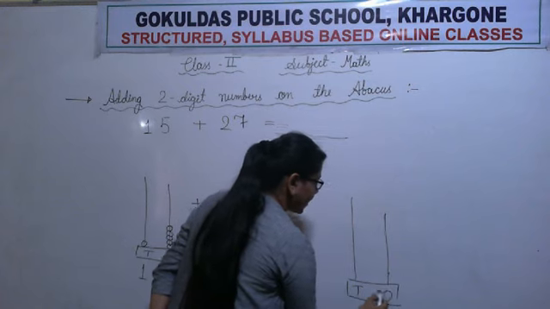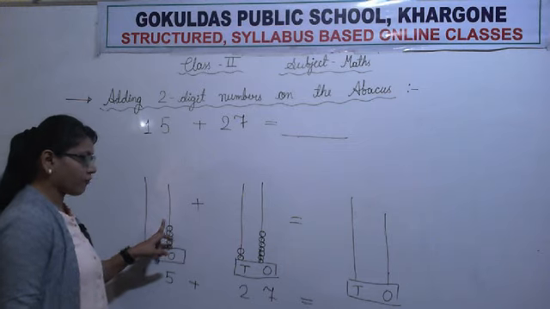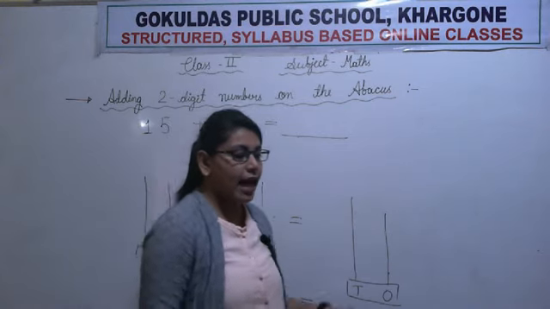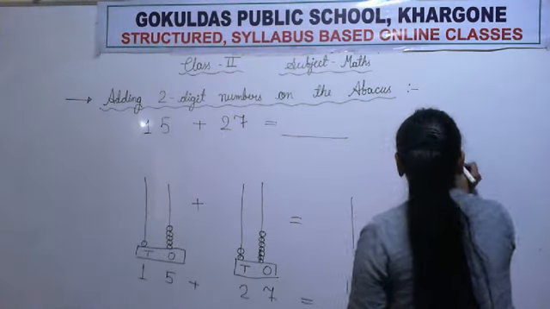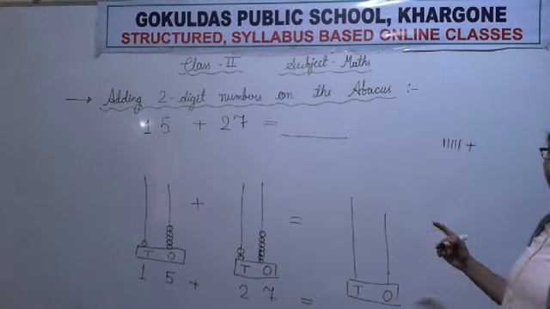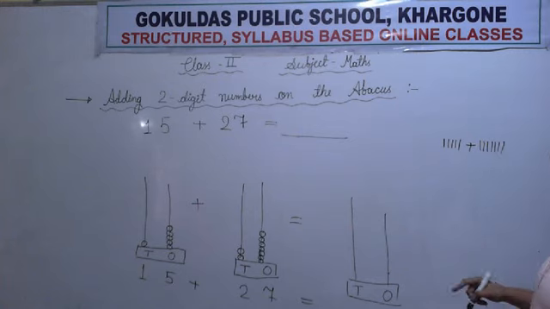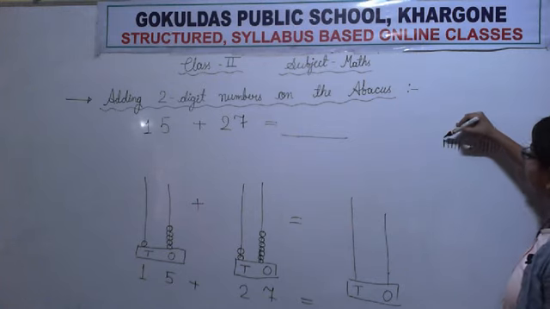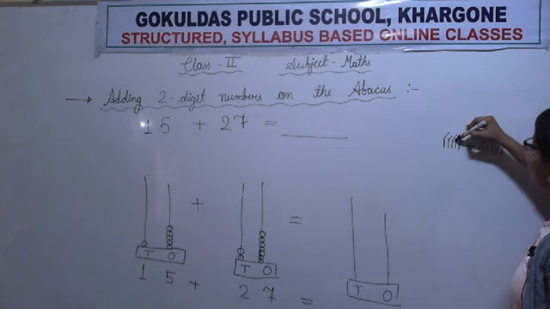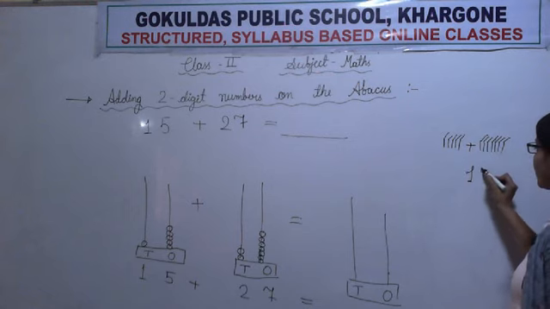We made one more spike. Now 5 plus 7. So let's count 5 and 7. How many are there? For 5 we will draw 5 beads, and for the number 7 we will draw 7 beads. Now let's count how many beads are there: 1, 2, 3, 4, 5, 6, 7, 8, 9, 10, 11 and 12.